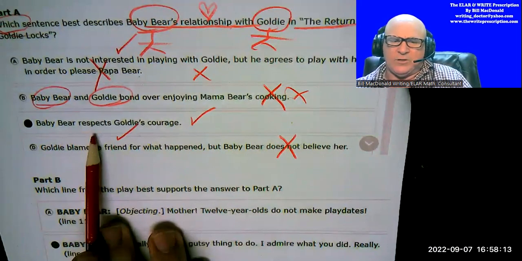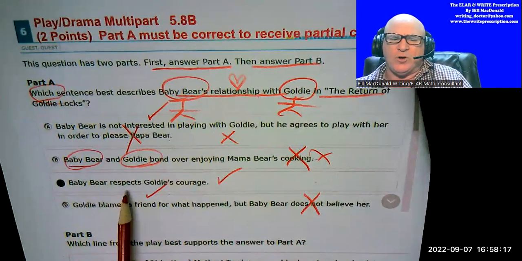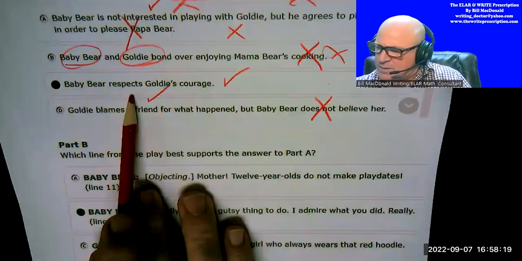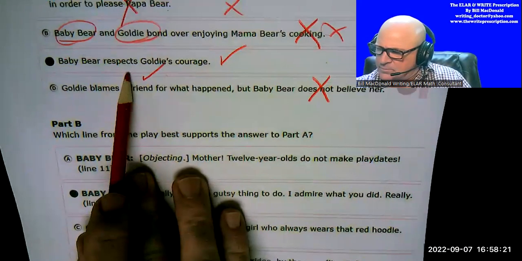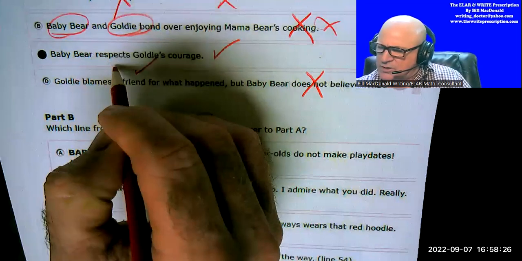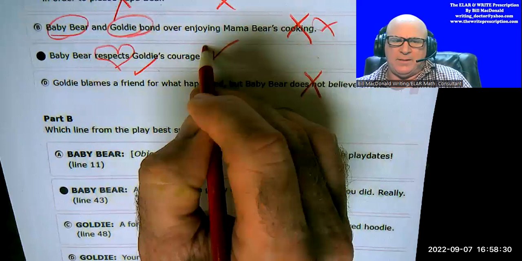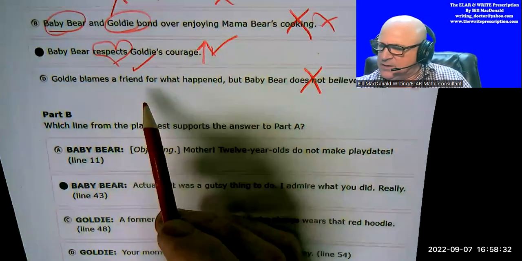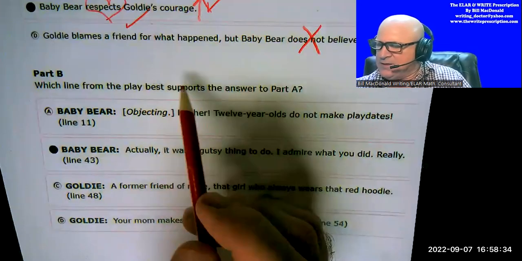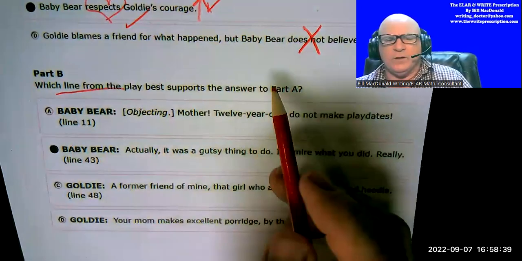So, if that's the answer on multi-part questions, what they're going to ask you to do is prove it. Get the other point by showing me something when you respect somebody. It's a positive emotion that you have about them. Which line from the play, which line, singular, best supports the answer? So, in other words, where is the evidence and what is it?